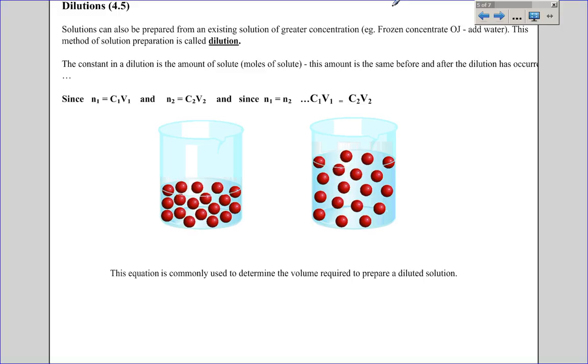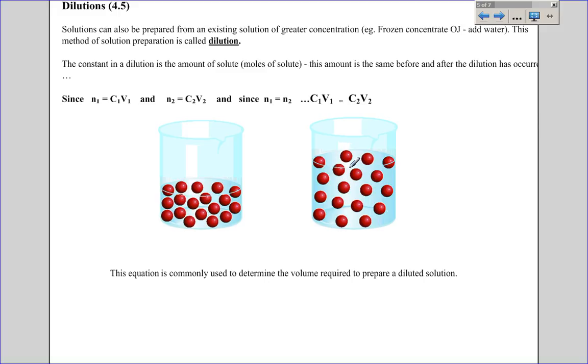So let's look at a visual here. We've got this solution here that's got a certain number of moles in a certain volume. And what we've done to prepare this second solution is we've increased the volume of the solution by adding water. If you count, you'll see that the actual number of solute particles in both solutions are exactly the same. But when you think about the concentration formula, C is equal to n over V, if we increase the volume, that's going to decrease the solution's concentration when we keep the number of solute particles the same.